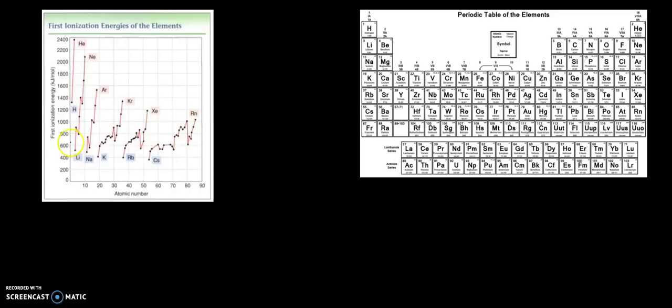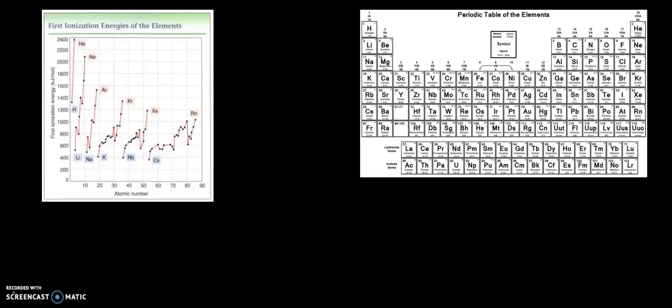In the chart that we have here, this graph, we can focus on what happens to the first ionization energy moving from lithium all the way up to neon, which is going across the second row of the periodic table. The graph indicates, with the vertical axis being energy, that as we go across the periodic table from lithium to neon, our ionization energy is increasing and increasing.